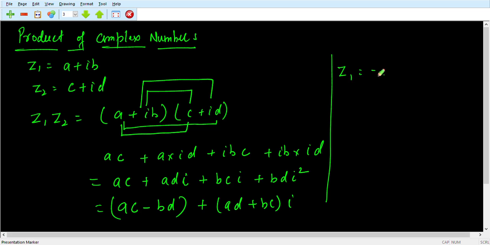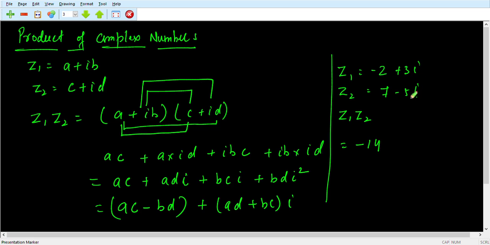Z1 is equal to minus 2 plus 3 iota and Z2 is equal to 7 minus 5 iota. So if I want to multiply Z1 and Z2, what will be the answer? The answer will be: I should multiply a with c. So this will give me minus 14, and minus b into d. So this is b into d. So this will give me minus 15.